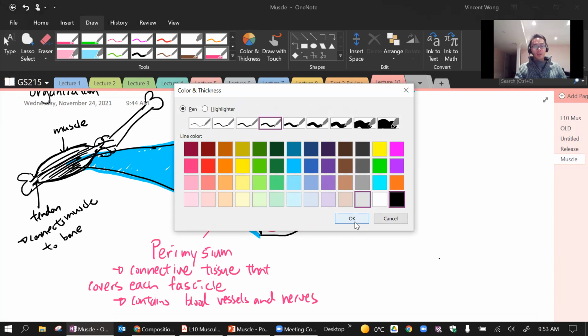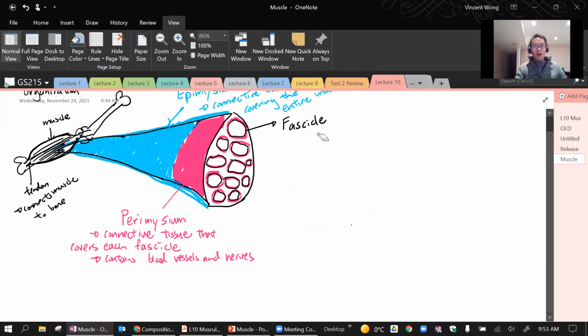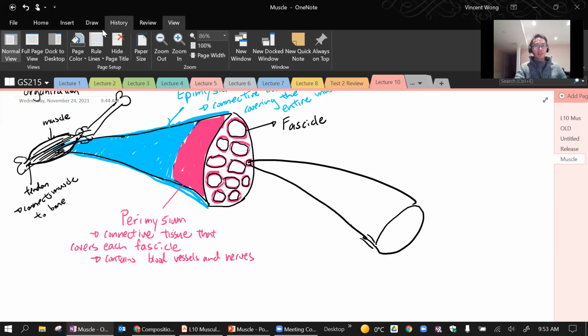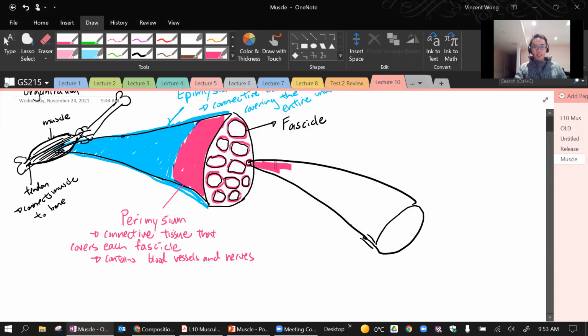Okay. Well, you know what we're going to do next? We're going to pull out a fascicle. I'm going to take one of these things and pull it out, and we're going to take a look at what it's made up of. Remember, this whole fascicle is surrounded by the perimysium.